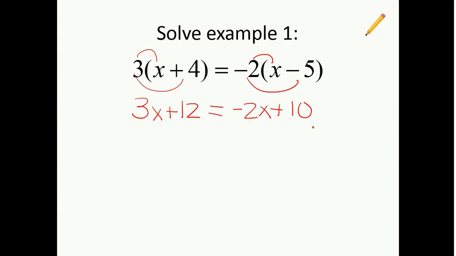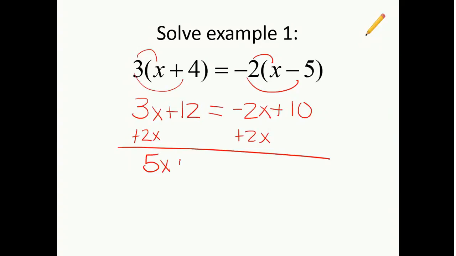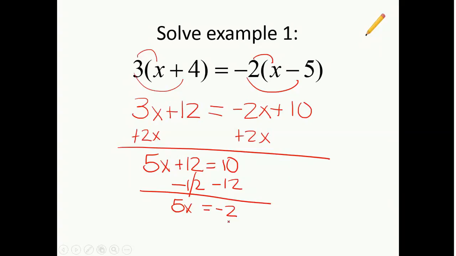Very first thing that I got to do, I got to get the x's to one side and the numbers to the other. So I'm going to add 2x to both sides. 3x plus 2x, that's 5x. And then got to subtract 12, it looks like. Got to get my numbers away from my x's. So I'm going to get 5x equals negative 2.